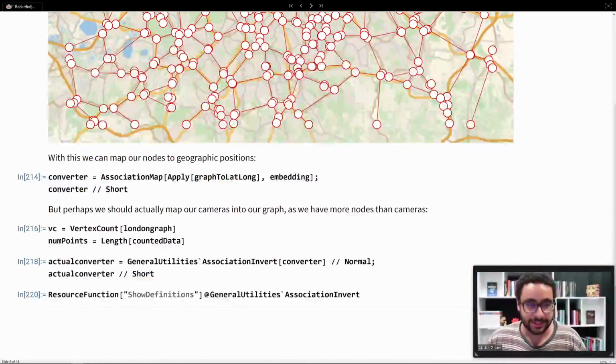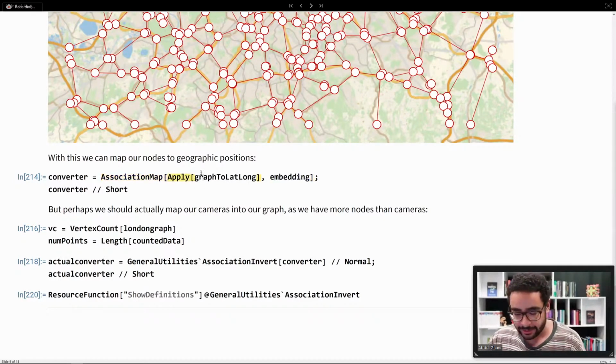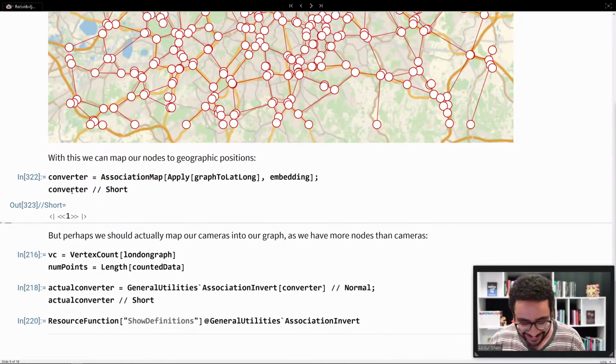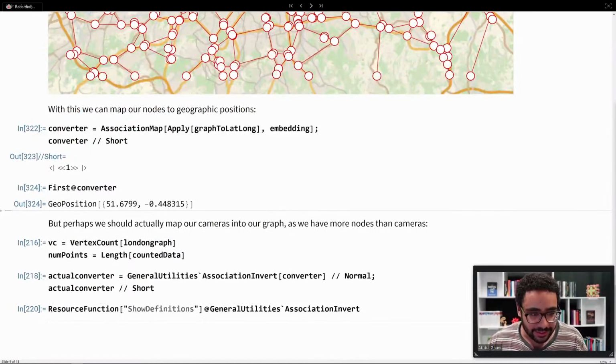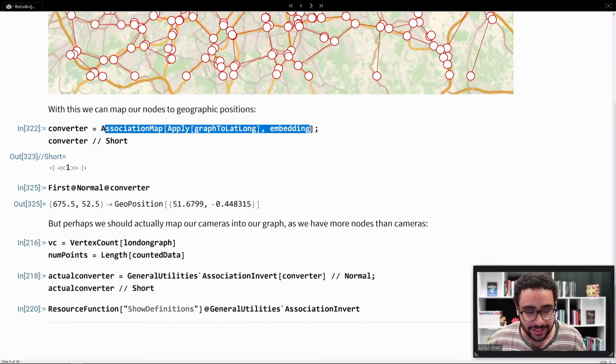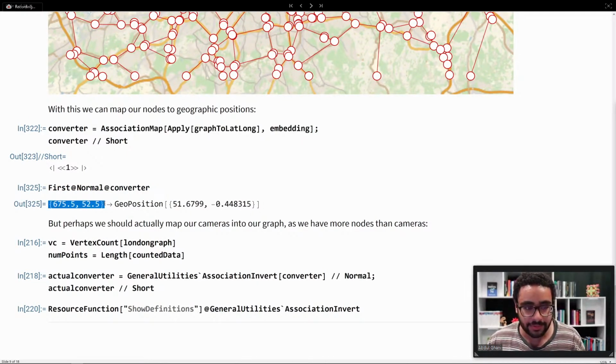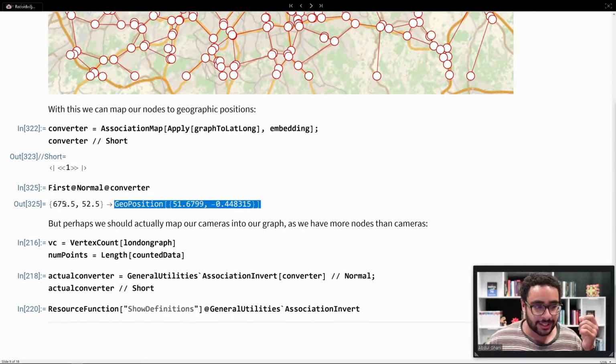So we're going to create that converter more explicitly. I'm going to take our embedding, and I'll just run this and show you what it looks like. That's not very useful. First at Normal at converter. Basically what a converter is doing is going from the Cartesian graph world to the geographic real world. It's saying the vertex that's here is actually here.